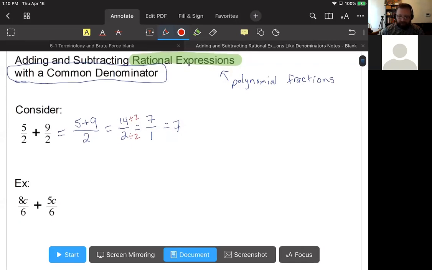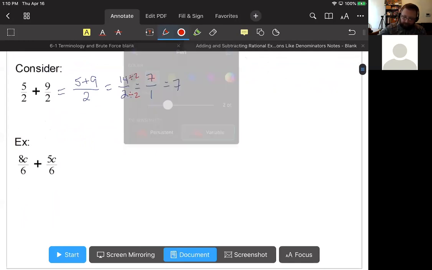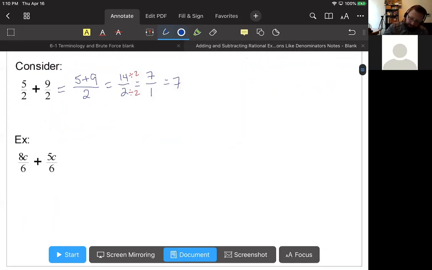So down here at the bottom, you'll see one of those problems. And what we're going to do is exactly what we did up above with the regular fractions. We are just going to combine those. Those already have a common denominator, so all we have to do is add those numerators together. 8c plus 5c. Those are like terms, so we add them, and we get 13c over 6. That does not reduce, so that is our final answer to that problem.